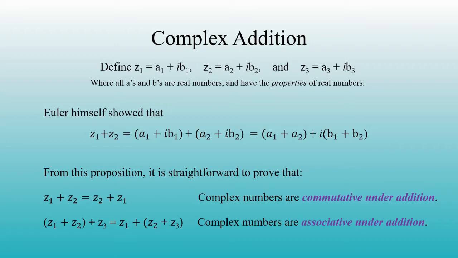Implied within it is that real and imaginary numbers are truly independent of each other, kind of orthogonal, if you will. From this rule or proposition, it is straightforward to show that z1 plus z2 equals z2 plus z1, proof that complex numbers are commutative under the operation of addition. It is similarly straightforward to prove the associative property of complex numbers under addition. All right, that's 2 down.